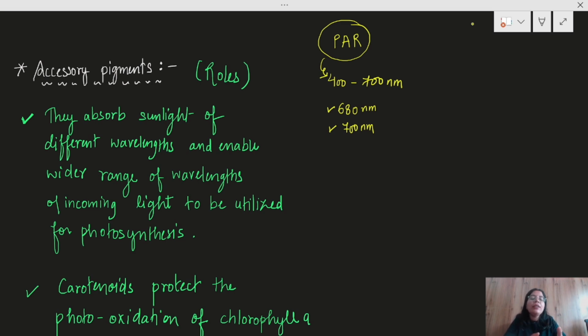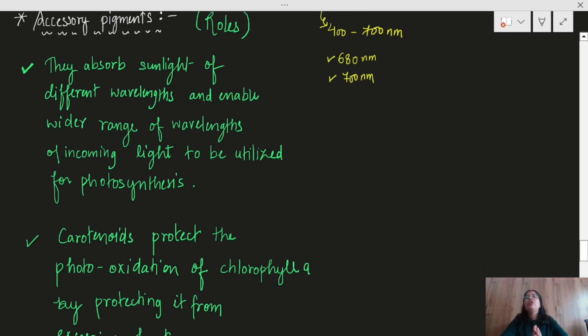They have separated the absorption. Chlorophyll A is only absorbing sunlight of 680 nanometer, 700 nanometer, that wavelength, and other wavelengths like 400, 450, 500, 550, 600, these all wavelengths are absorbed by different pigments, maybe chlorophyll B, maybe xanthophyll, maybe carotene. And after absorbing, they give the energy to the main reaction center pigment, right? So that is the reason that carotenoids are enabling a wider wavelength of incoming light to be used in photosynthesis.